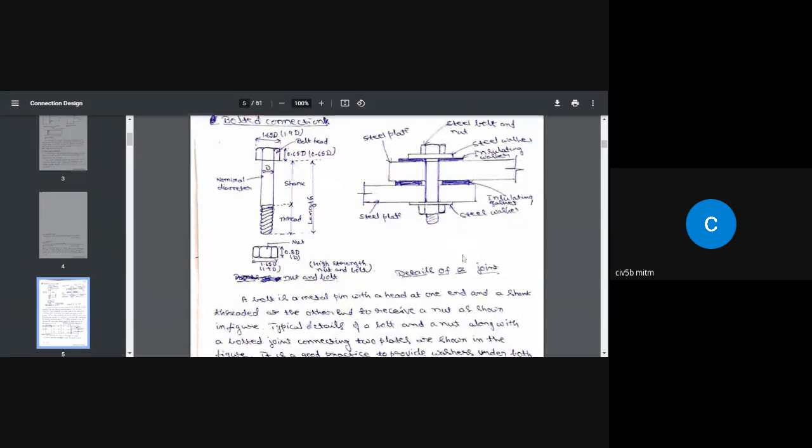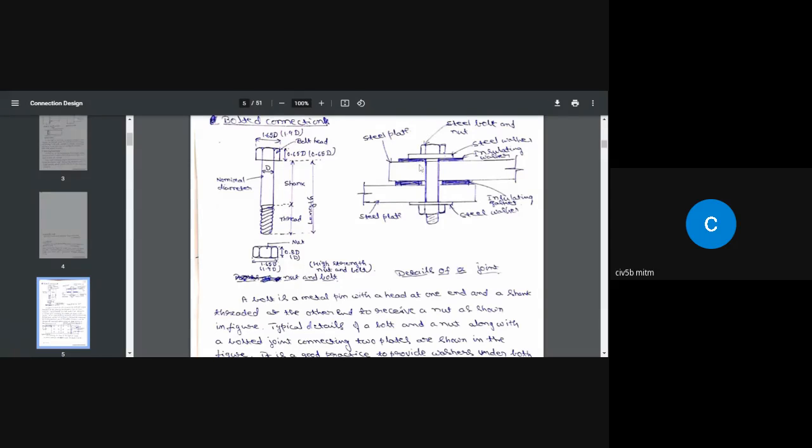Next, coming to the details of a joint, see, these are two plates which we are connecting. This plate is coming over the other plate. This is called a lap joint because one plate is coming over the other. This is the thickness of the plate, and the width of the plate is perpendicular to the paper.